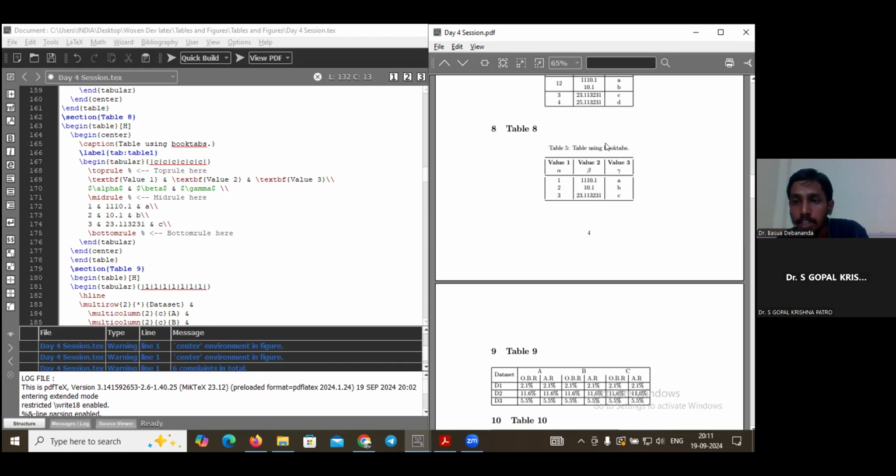For booktabs, you can see the gaps. It is not closed. That means it is in the booktabs format. What you need: you have to write \toprule for the first line and \midrule for the middle line. If you want more middle lines, you can write more \midrule. For the last one, \bottomrule. These are the commands for the booktabs case. If you want this particular type, you have to use these commands.